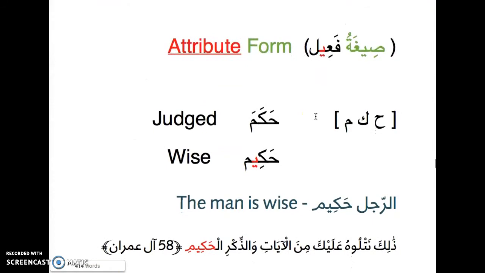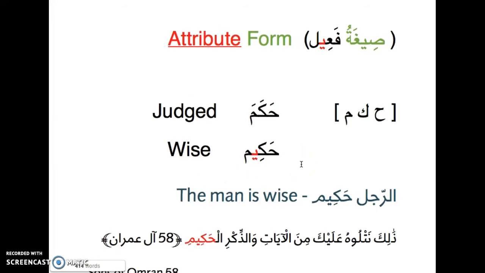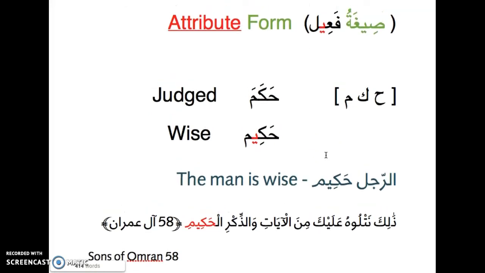Moving to another example from this root, ha, ka, ma, and in the past form, hakama means judged in the past. And when we put it in attribute form, صيغة فعيل, it becomes hakim, which means wise. And I've noticed there are disagreements in dictionaries or ma'ajim, so I looked into others. I didn't just look at the one that we have.